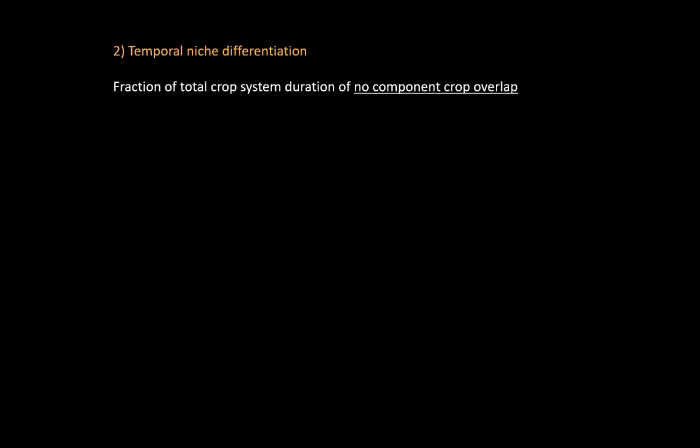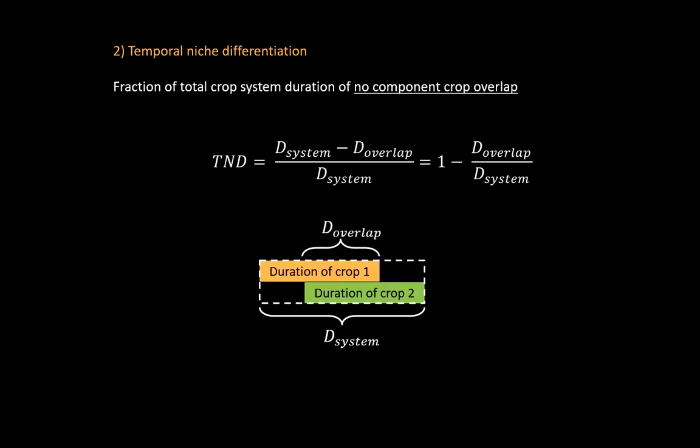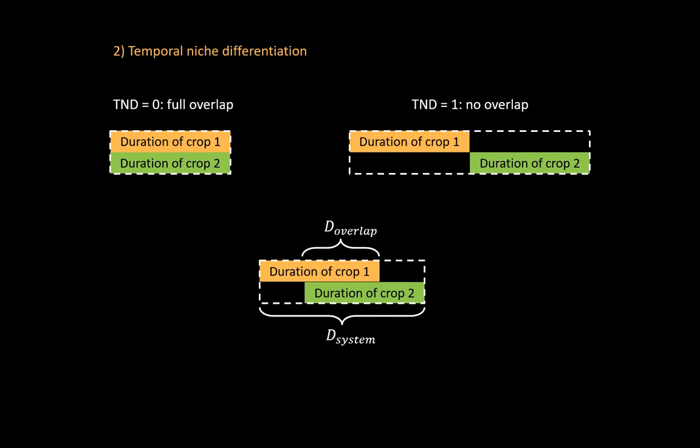Here you can see the definition of temporal niche differentiation. It is basically the fraction of total crop system duration in which no component crops overlap. So it can be calculated by taking the total system duration and the amount of time of overlap, of co-growth of component species, and dividing the difference between these two by the system duration, which gives you the temporal niche differentiation. This then means that your TND is zero in the case of fully overlapping crops, and it's one in the case where there is no overlap at all.